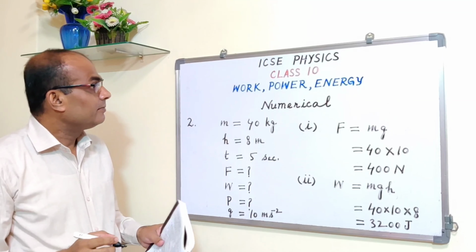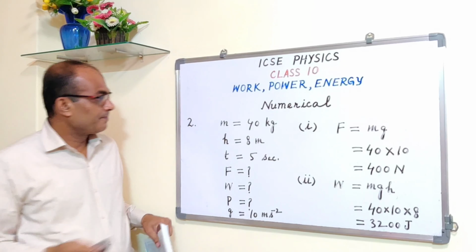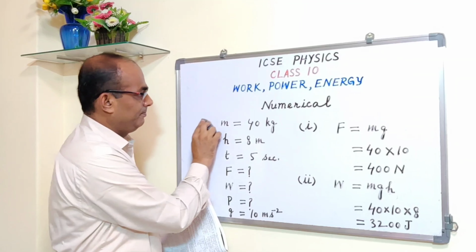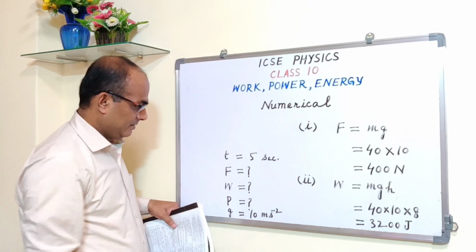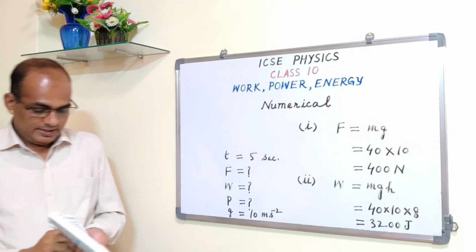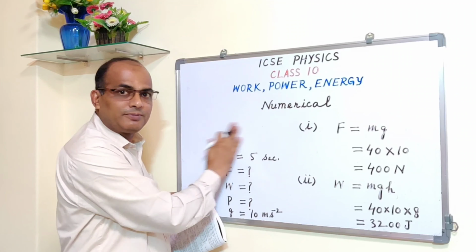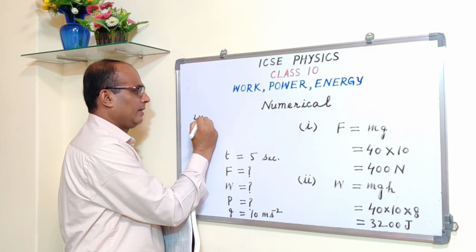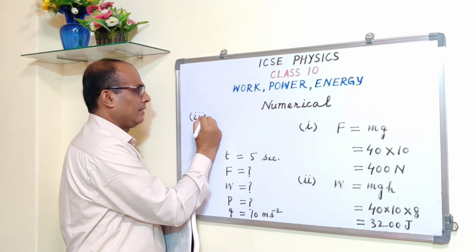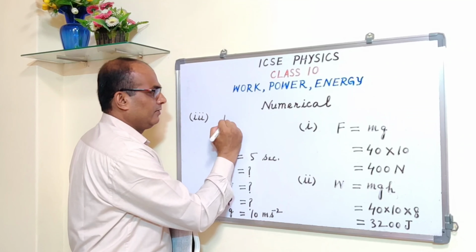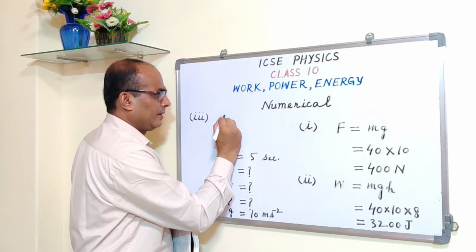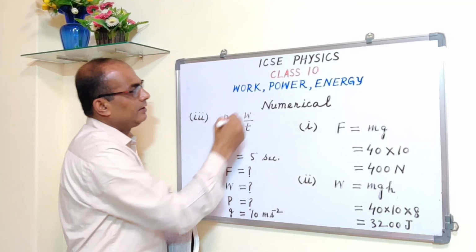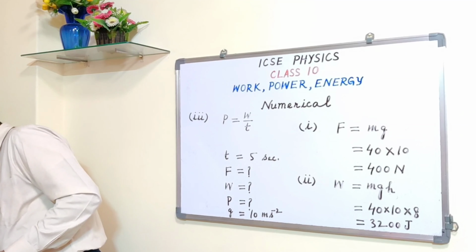Now the third part is, P we have to find out. There is a formula for P. Power is equal to W upon T. So the third part we are doing. P is equal to W upon T.